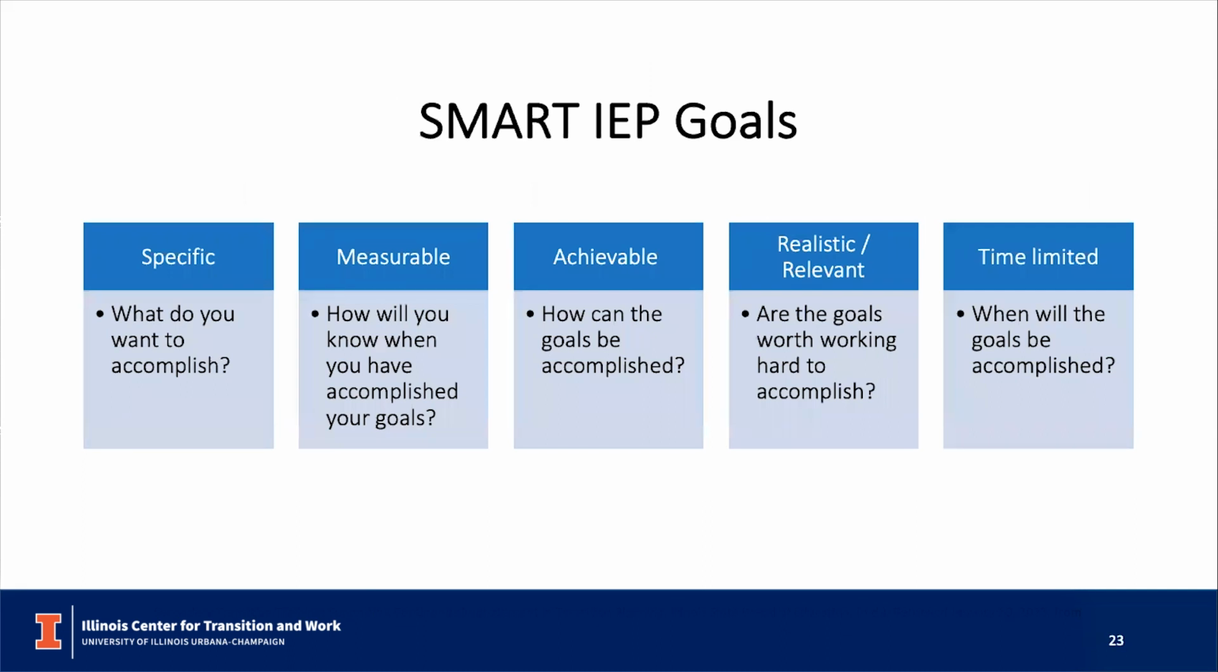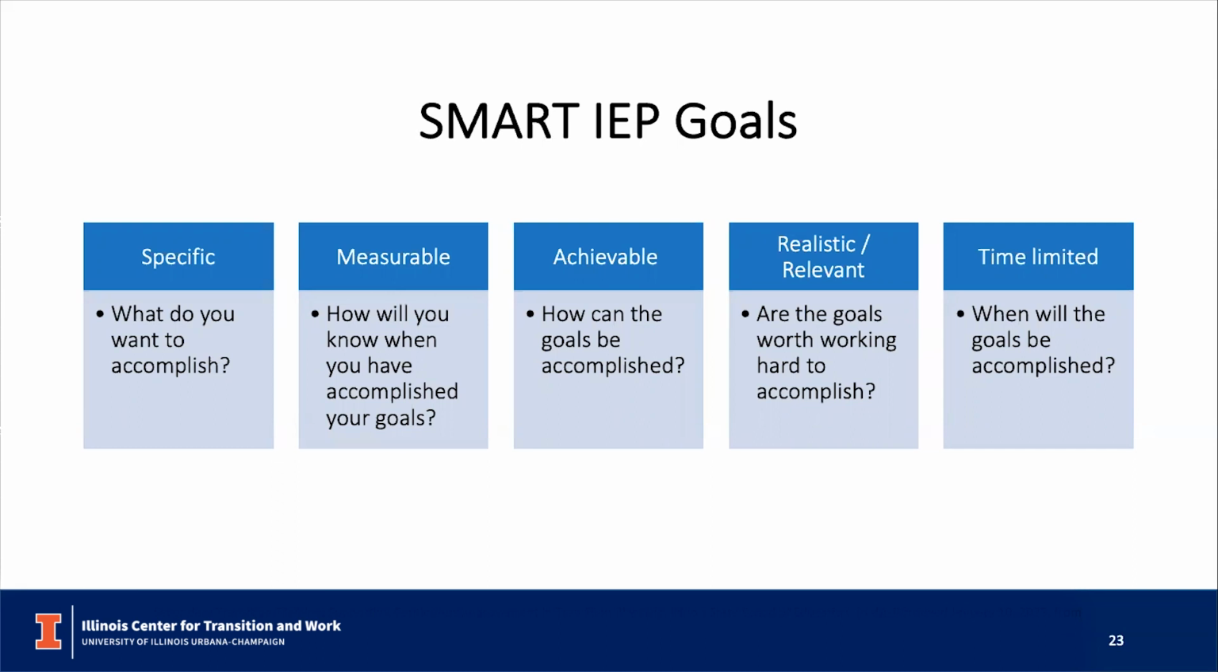When we talk about goals just in general, we're always hearing about SMART goals, right? What is that SMART? Let's make sure it's in the SMART template. This is what we're talking about: being specific, measurable, achievable, realistic/relevant, and time limited. So we're thinking about, okay, what do we want to accomplish? Is it specific? How will you know when you've accomplished the goal?